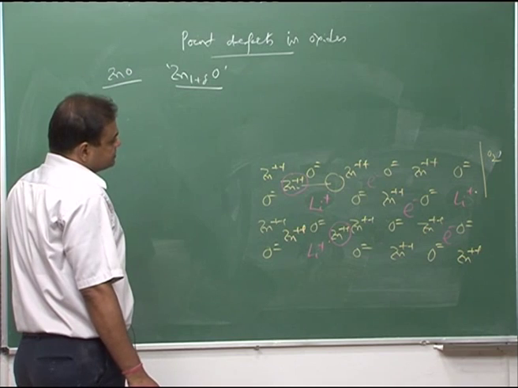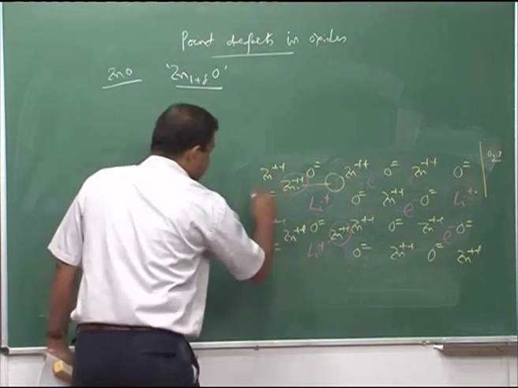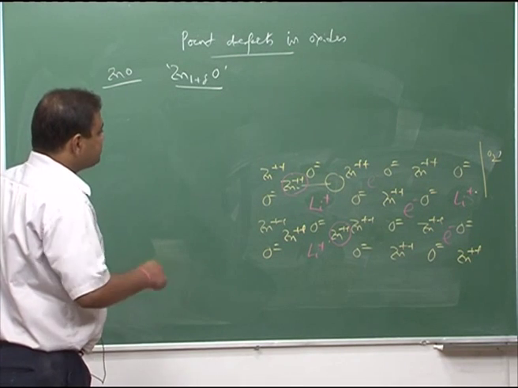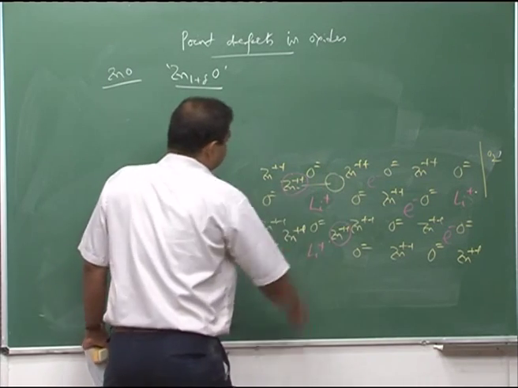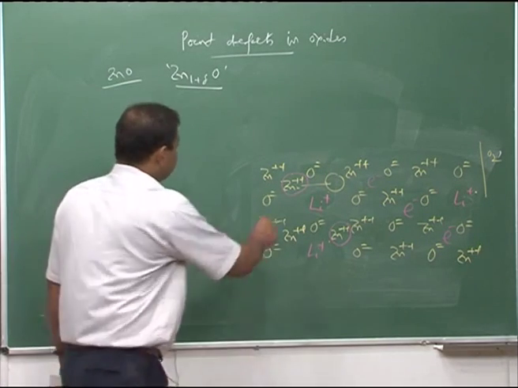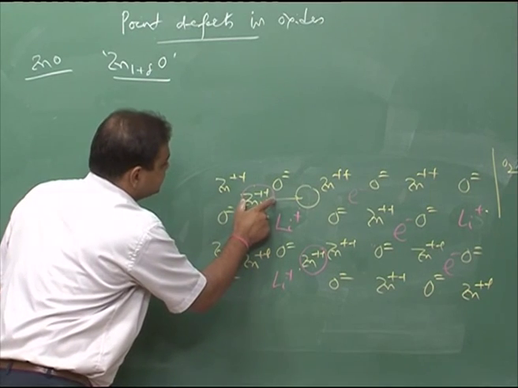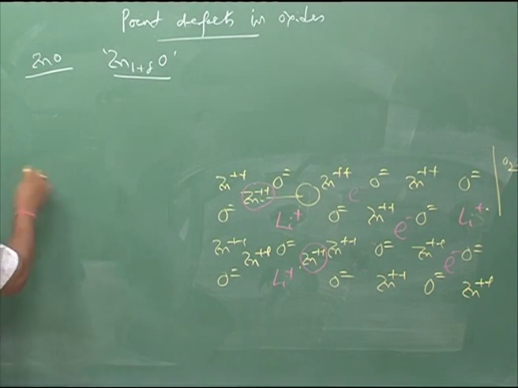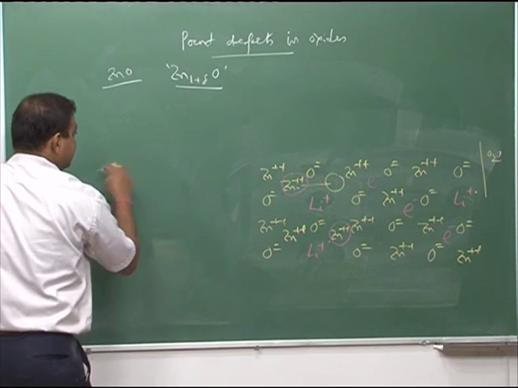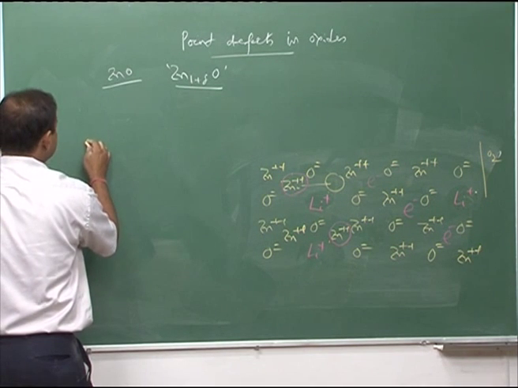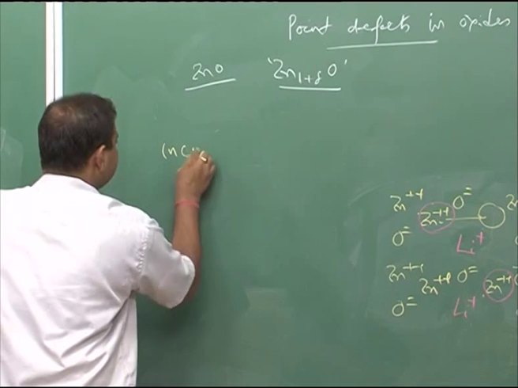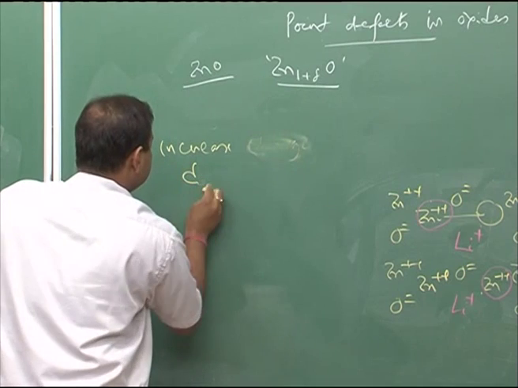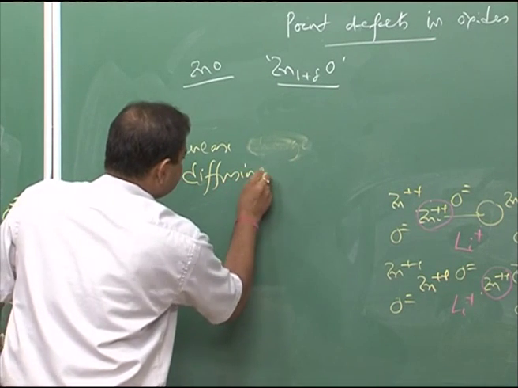So, the charge carrier concentration is decreasing, but the interstitial cation concentration is increasing, and the diffusion takes place by the movement of this interstitial cation through the interstitial positions. So, that means if we replace zinc cation with lithium cation, then we have increased the diffusing species.